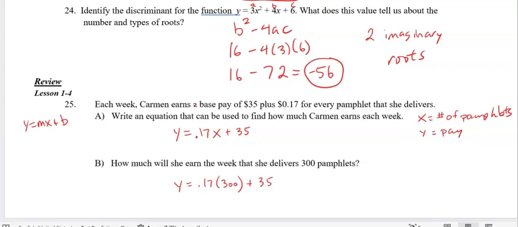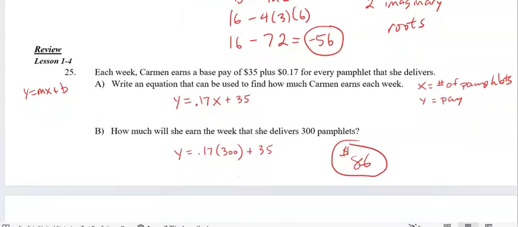And add 35, and that is $86. And that is your answer for 25A and B.